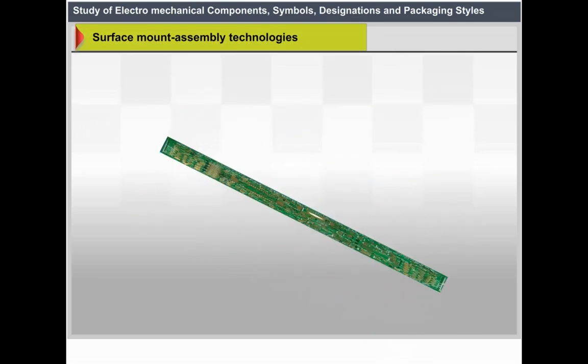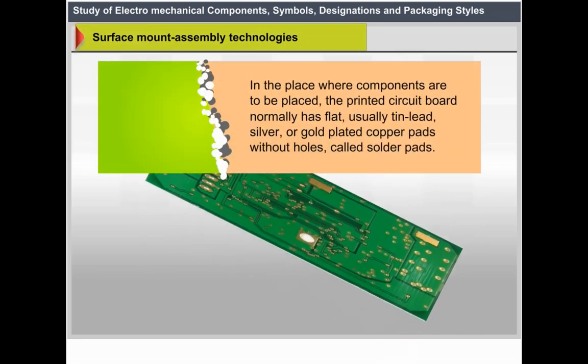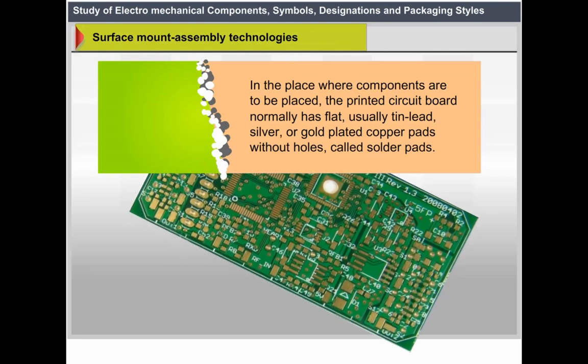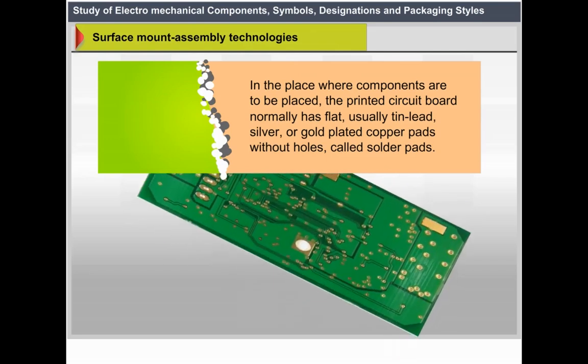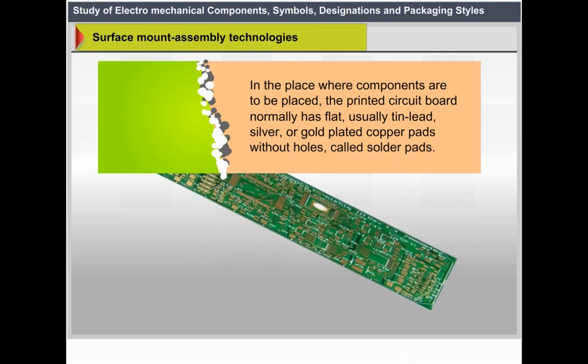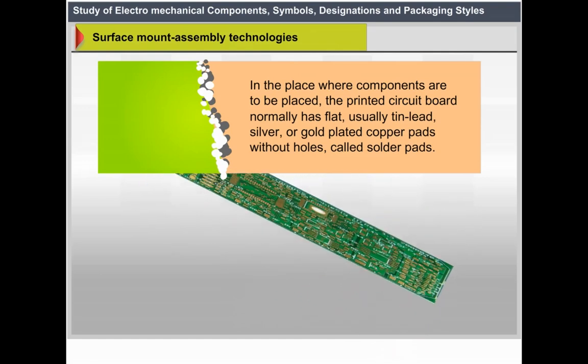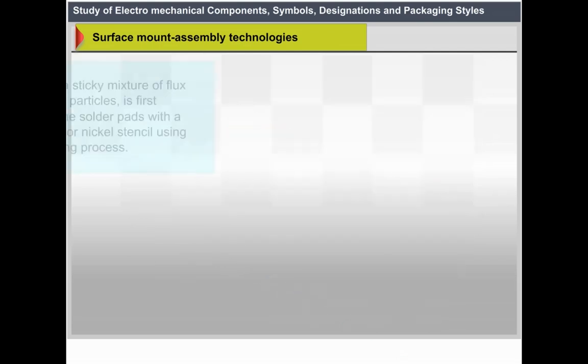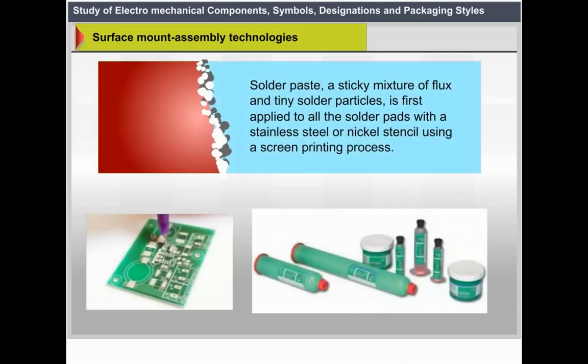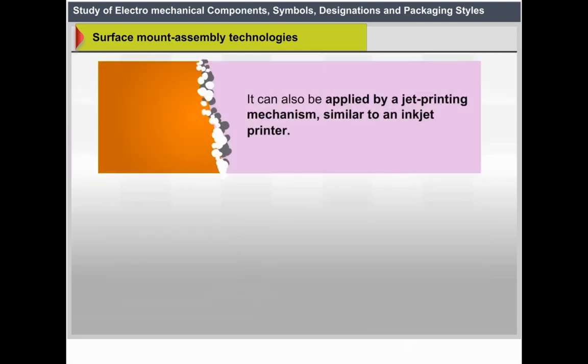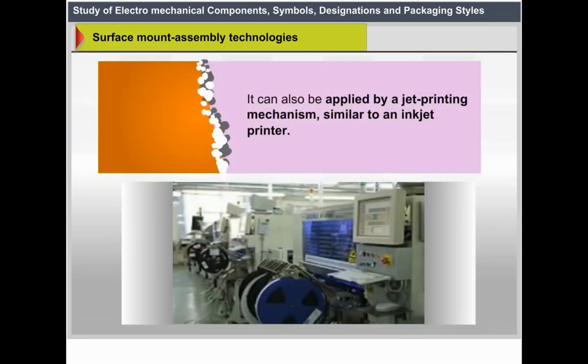Surface mount assembly technologies. Where components are to be placed, the printed circuit board normally has flat, usually tin-lead, silver or gold plated copper pads without holes called solder pads. Solder paste, a sticky mixture of flux and tiny solder particles, is first applied to all the solder pads with a stainless steel or nickel stencil using a screen printing process. It can also be applied by a jet printing mechanism similar to an inkjet printer.